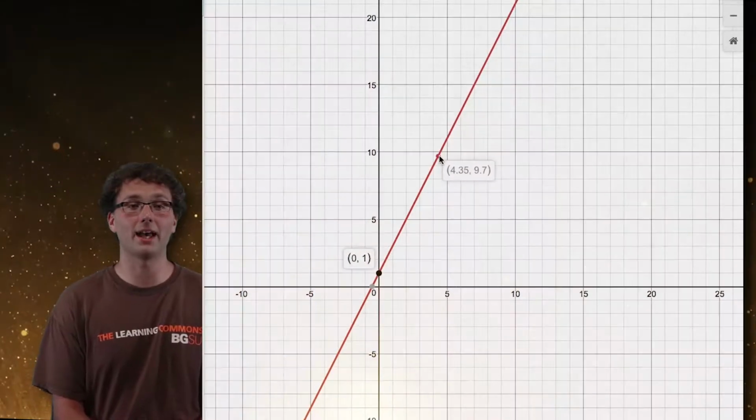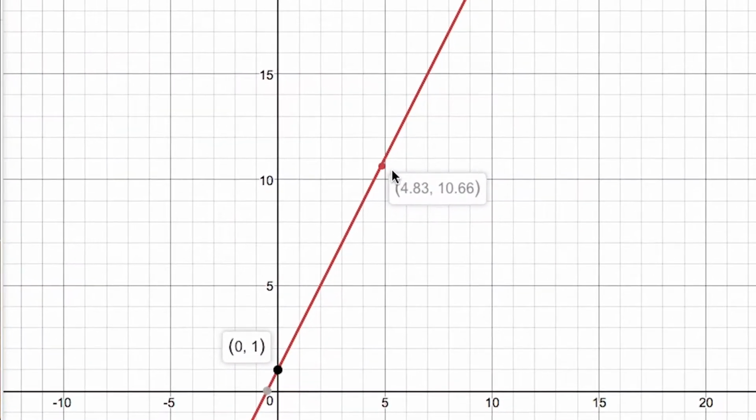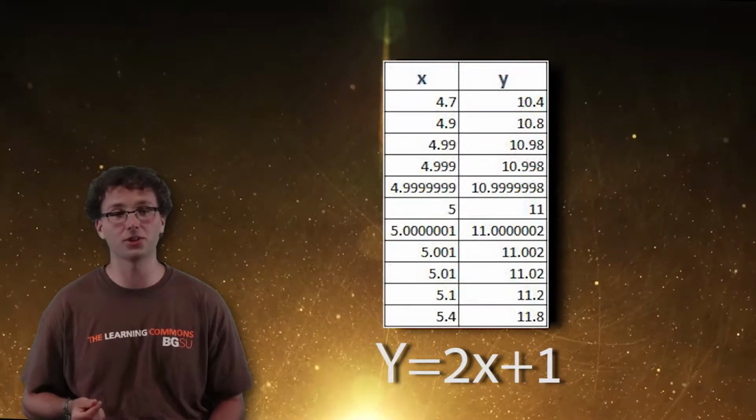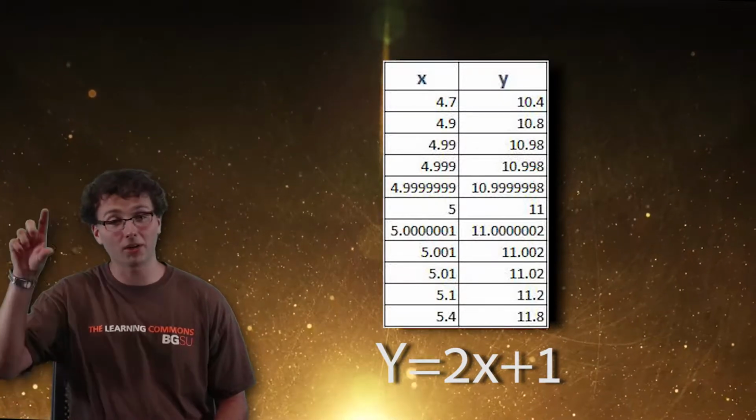If we take the limit as x approaches 5, the resulting y value is 11. As I pick x values closer and closer to 5, I get y values closer and closer to 11. Another way to see the same conclusion is to plug values into a table. As we squeeze the x value closer and closer to 5, our y value is coming out closer and closer to 11.